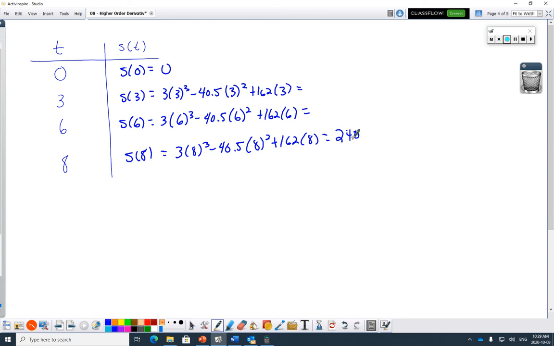3 times 6 cubed minus 40.5 times 6 squared plus 162 times 6. I get 162. 3 times 3 cubed minus 40.5 times 3 squared plus 162 times 3. Oh, I totally typed that in wrong. Okay, try again. 3 times 3 cubed minus 40.5 times 3 squared plus 162 times 3. Got it, 202.5. All good? Oh, Emmett's all over it.